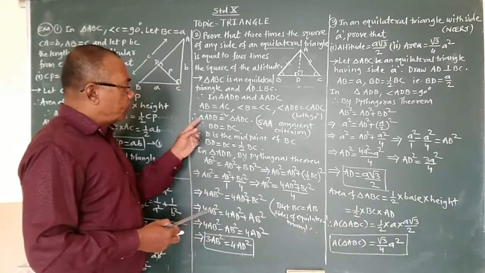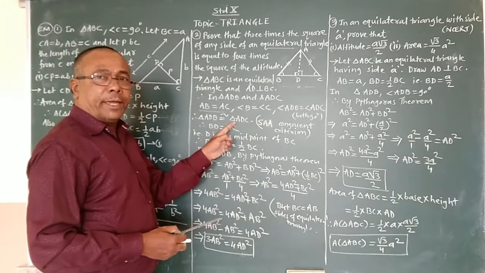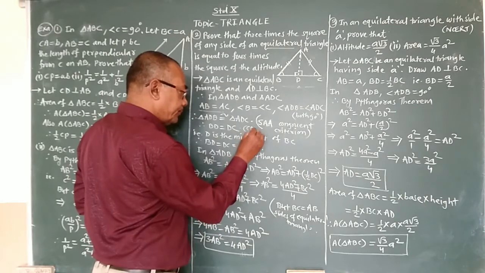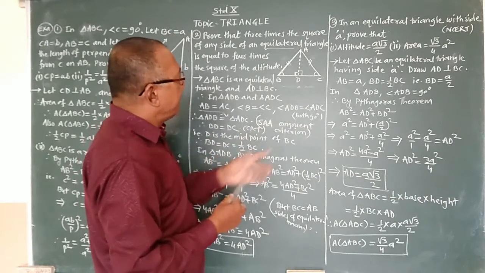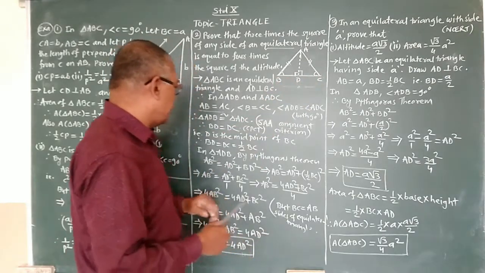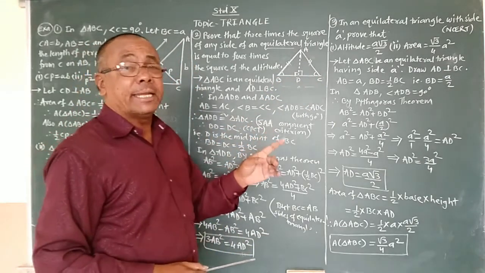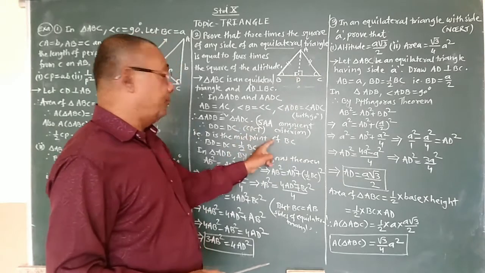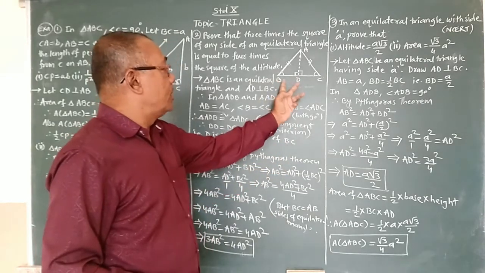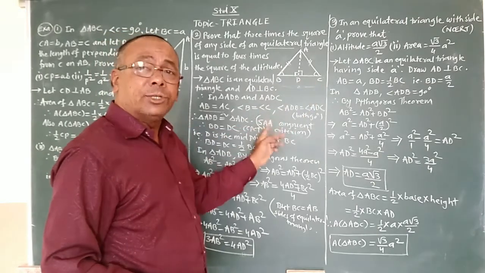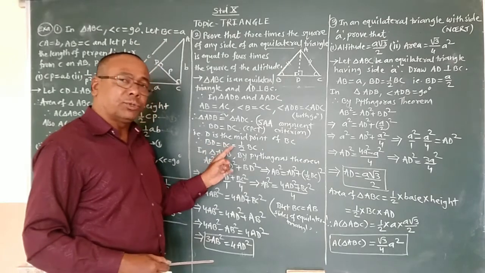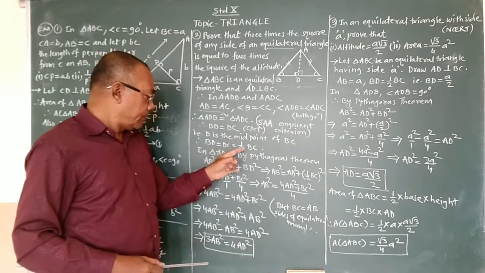Here, if both the triangles are congruent, then by CPCT the corresponding sides BD equal to DC. So BD and DC are equal, and if BD and DC are equal, then D is the midpoint of BC, and we can write here BD equal to DC, and that is equal to 1/2 BC. So BD equal to DC is equal to 1/2 BC.